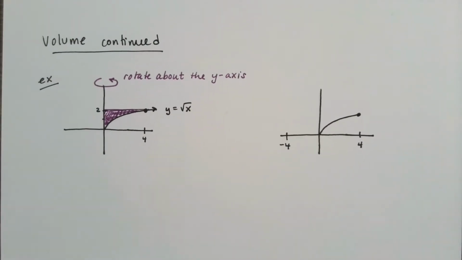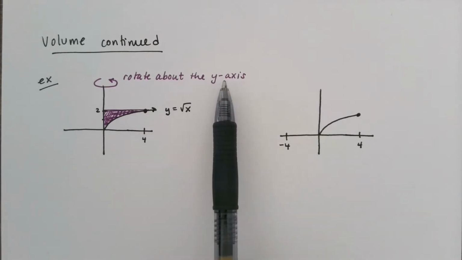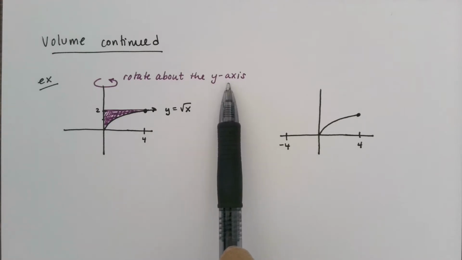So you generally take the same approach to computing the volume of that shape, but you want to integrate with respect to y in this case instead. So anytime you're rotating about the y-axis, you're going to integrate dy with y values and y functions.